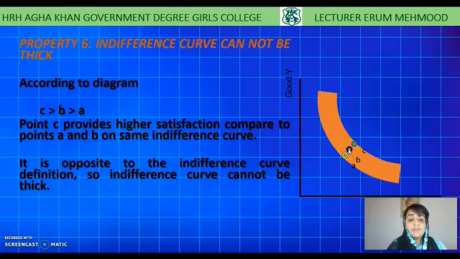Similarly, point B represents more units of good X and good Y as compared to point A. It is impossible for the points to provide different levels of satisfaction on the same indifference curve. So an indifference curve cannot be thick.